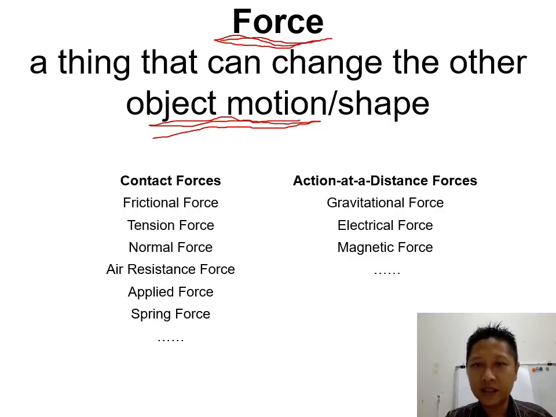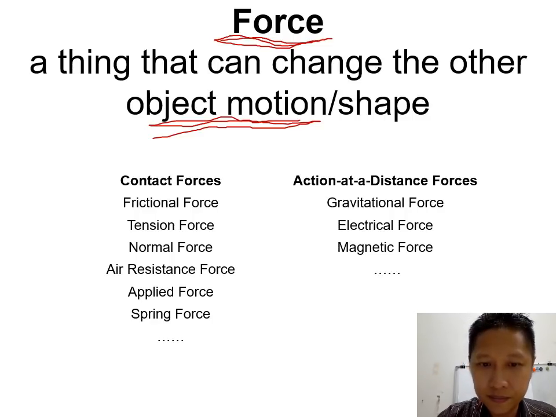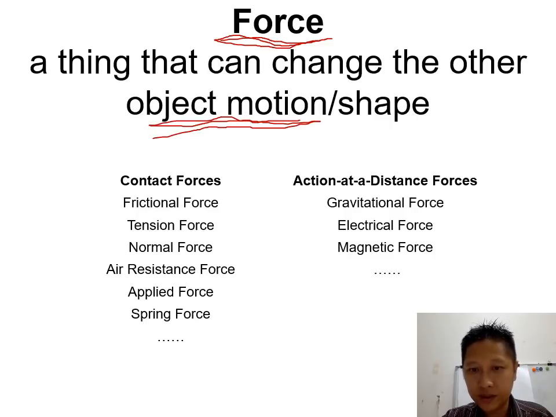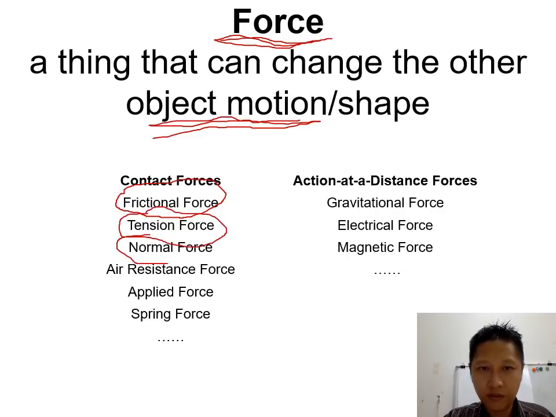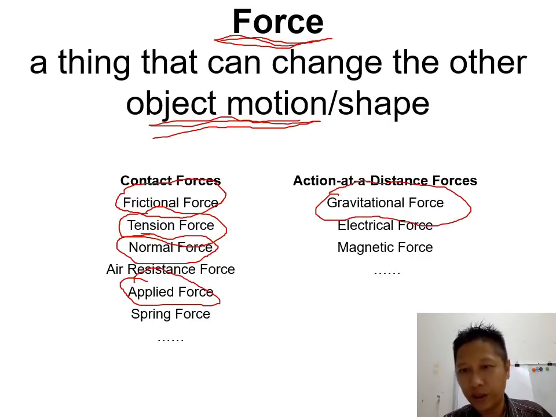While action at a distance force means that those two objects are not in contact with each other. It includes the gravity force, the electrical force, and the magnetic force. For this week, we're interested in these forces: the frictional force, the tension force, the normal force, the applied force, and also the gravitational force. The other forces, no, at the moment.